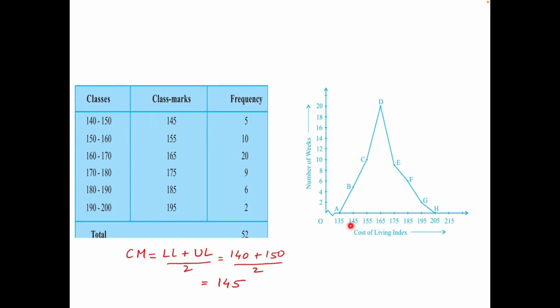It starts from 145, but we have taken one imagined class mark before, that is 135, and one after, that is 205. So for 135, since the frequency is 0, we have marked the point A on the x-axis, and H also on the x-axis. For 145 the frequency is 5, then for 155 the frequency is 10. That way we have joined all the points and drawn a frequency polygon, right?